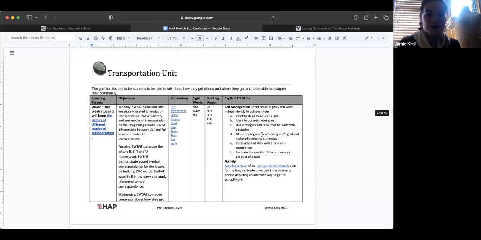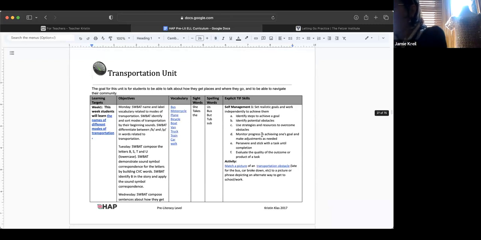Okay. Yeah, so actually this unit map highlights explicit TIF skills and then with an activity, and this does say self-management, but there's some overlap here with navigating systems and critical thinking actually.